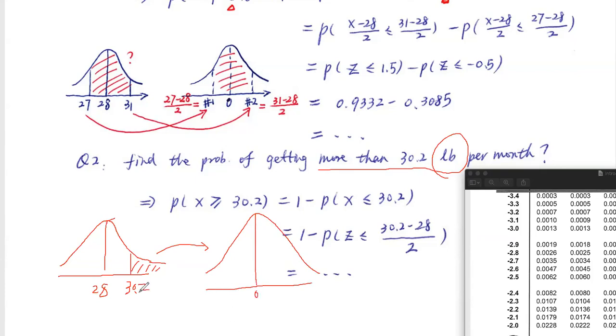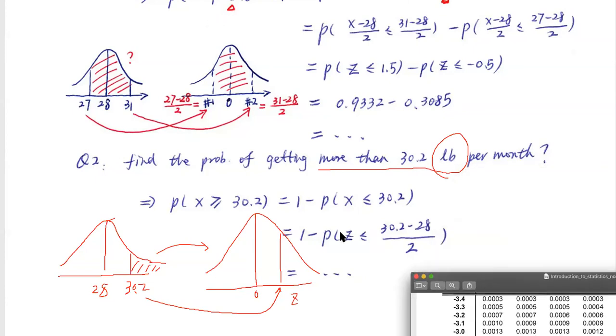So we are thinking this 30.2 should probably map somewhere here, bigger than 0, right? How do we find out this Z here? Plug into the Z formula. The Z formula we just learned is X minus mu divided by sigma, right? So for 30.2, that's X minus 28 divided by 2. If you do the calculation, 2.2 divided by 2, it's 1.1, right?